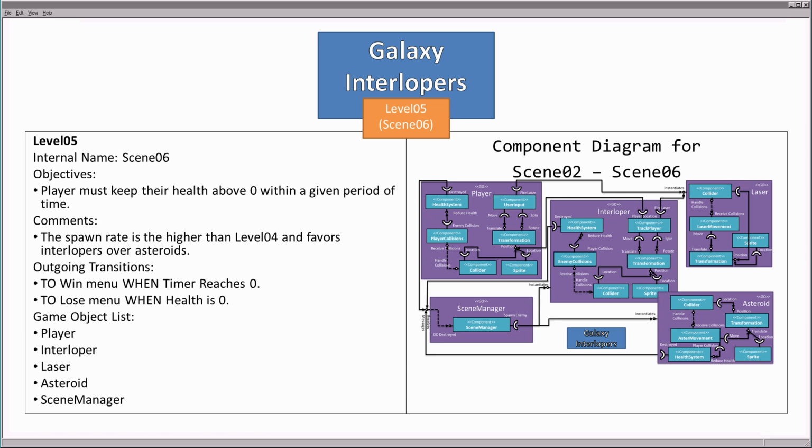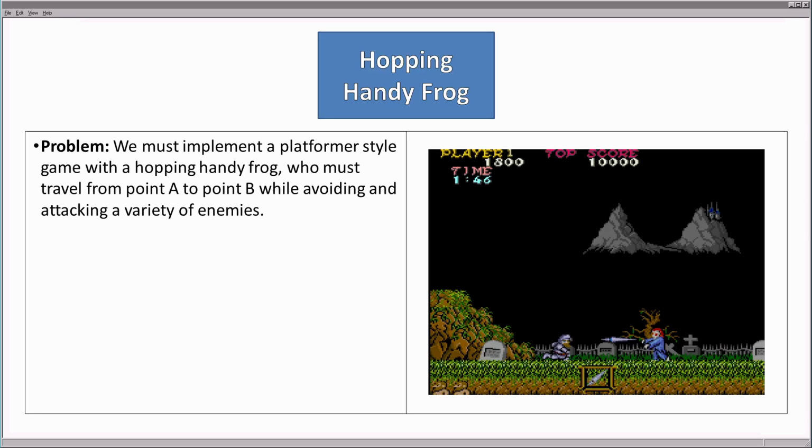Now, by creating this one scene, we can actually replicate it and adjust some of the Scene Manager properties to increase its difficulty. Now that we have a better understanding of this, let's take a look at another example. This time, we're going to focus on creating another type of game called a platformer.